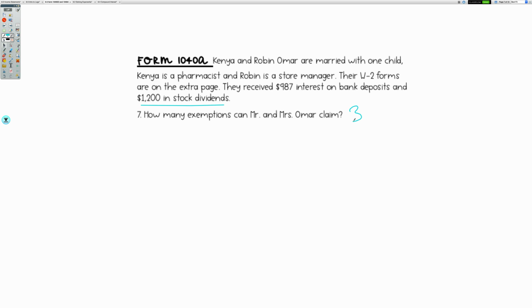They would have one dependent, one person that's depending and not contributing at all, or maybe not contributing much. But an exemption is how many people are using that income. So the 3 is both the parents and the child. Kenya, Robin, and child makes 3.